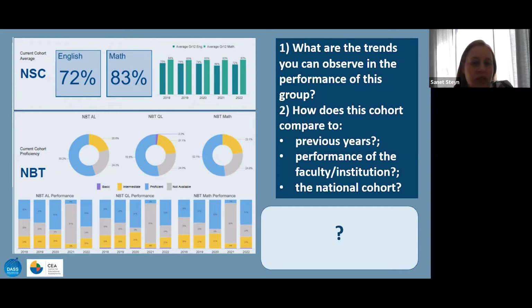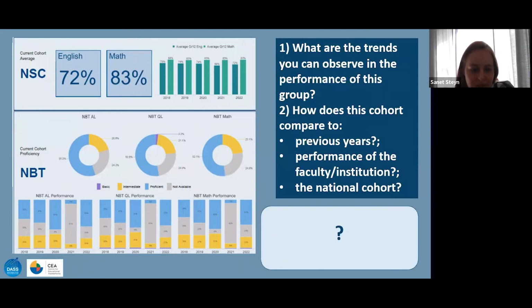So for example, for this particular course, we can see that this performance profile seems to be similar to previous years for this cohort. Compared to others, there doesn't seem to be any serious differences in their final scores on English and mathematics. Then when we move down here with the NBTs, we have the top 3 donut graphs. Those are just for the current cohort.